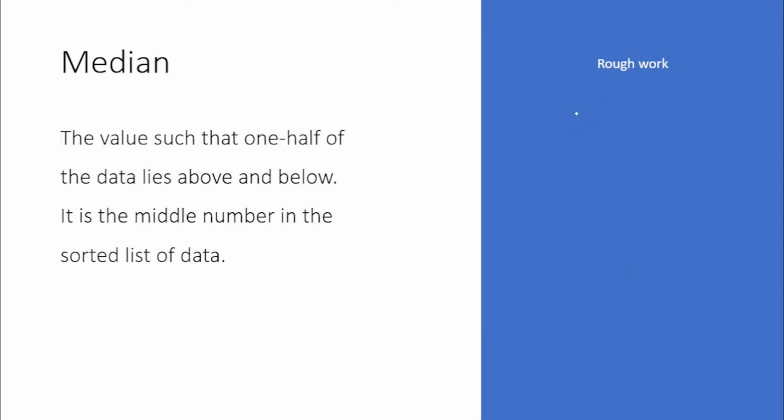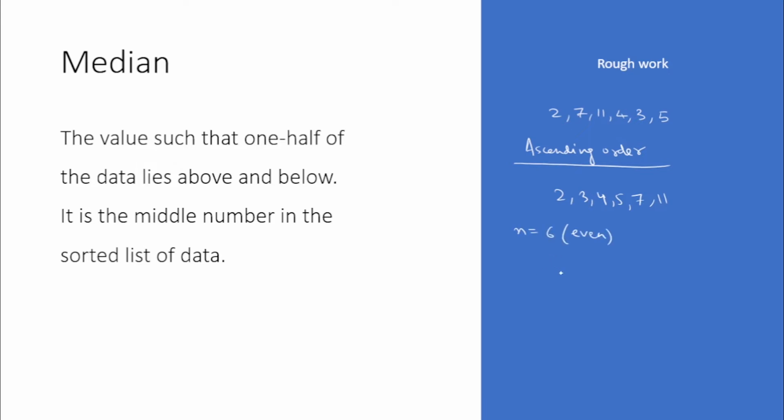So suppose you have 2, 7, 11, 4, 3, 5, something like this. Again we have to arrange this in ascending or descending order, it depends upon you. If we arrange this in ascending order, we have 2, 3, 4, 5, 7 and 11, right? Now we have to check the number of values. In this case our number of values is 6, which is an even number, right?